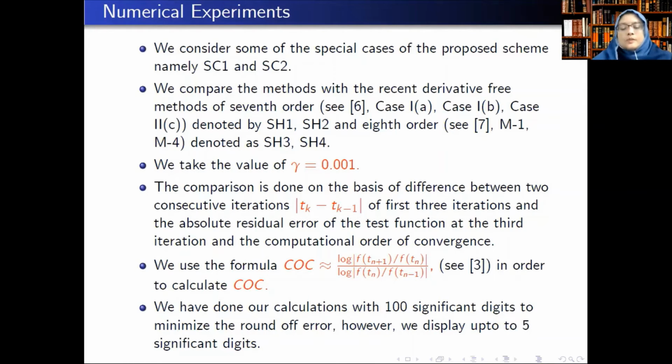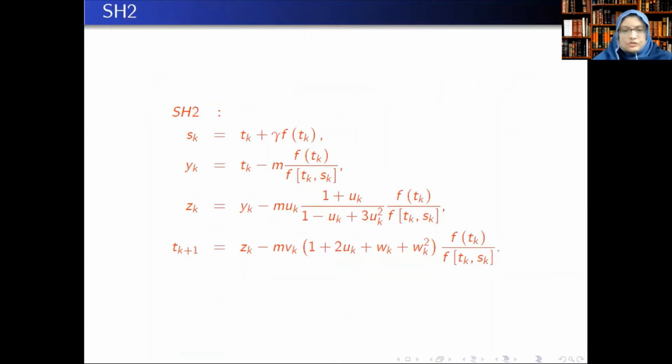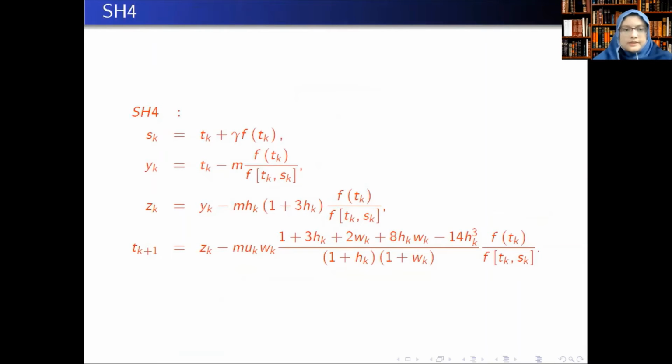The comparison is done on the basis of the difference between 2 consecutive iterations of the first 3 iterations, the absolute residual error of the test function at the 3rd iteration, and the computational order of convergence. The definition taken is the one that was given by J. We have done our calculation with 100 significant digits to minimize the round-off errors, but we display only the results up to 5 significant digits. These are the special cases SH1 and SH2 from the 7th order scheme of Sharma, and then SH3 and SH4 from the 8th order optimal scheme.